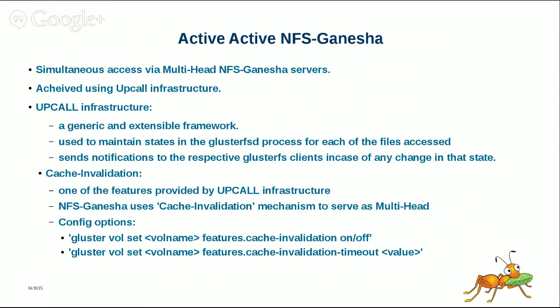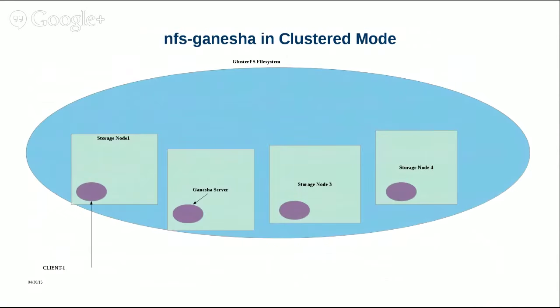And as I had explained, active-active NFS Ganesha is achieved using an upcall infrastructure. GlusterFS maintains the state of the clients who have accessed the files, and notifies them whenever there is a change in the file on the backend. So this is the animation we have.